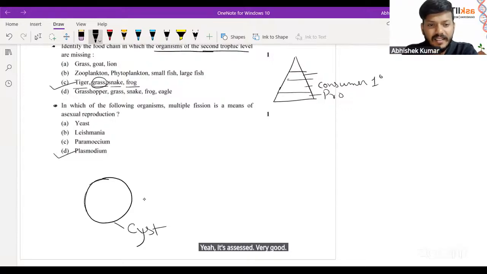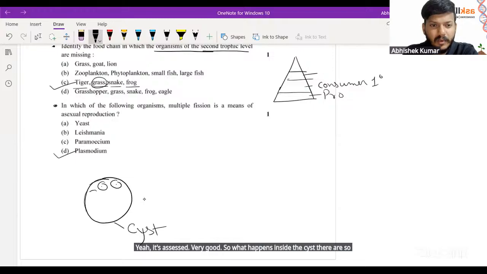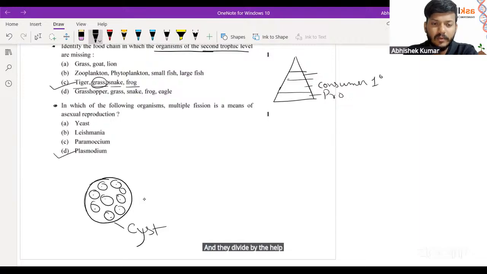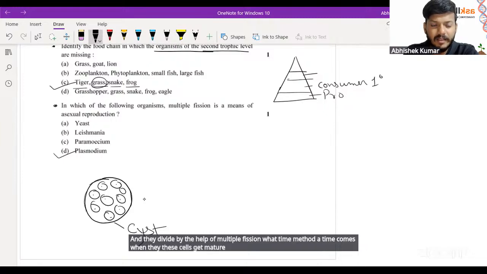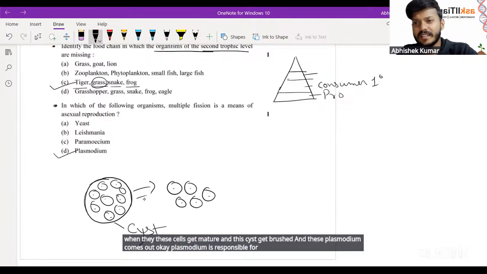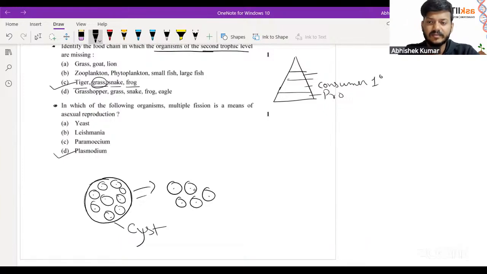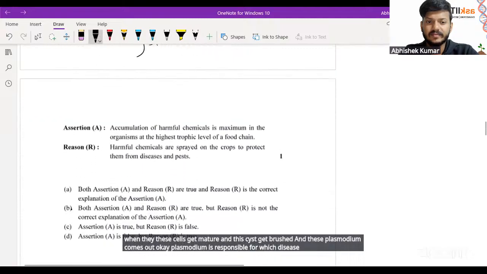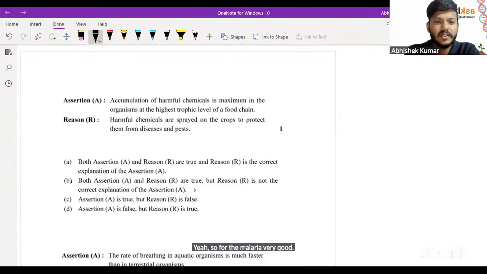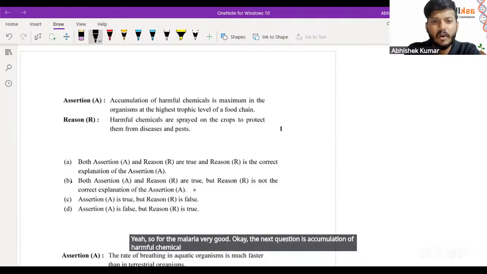So what happens inside the cyst? There are so many plasmodium cells present, and they divide with the help of multiple fission. A time comes when these cells mature and the cyst bursts, and these plasmodium come out. Plasmodium is responsible for which disease? Malaria. Yeah, it's malaria. Very good, Hitansh.